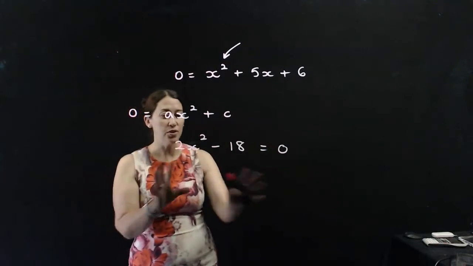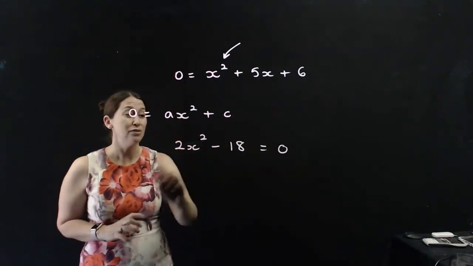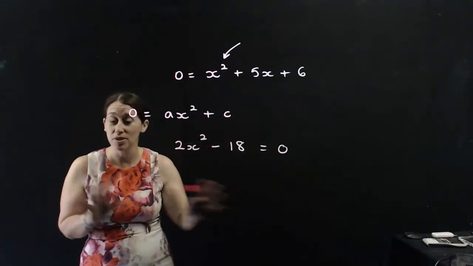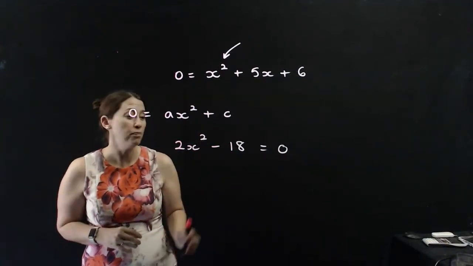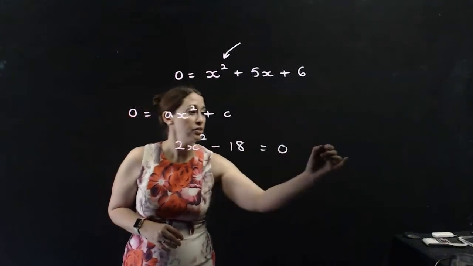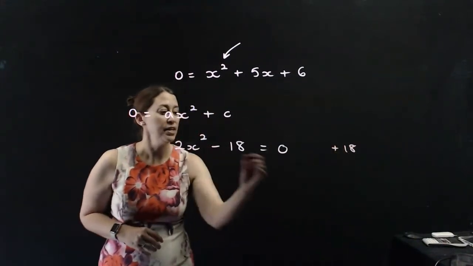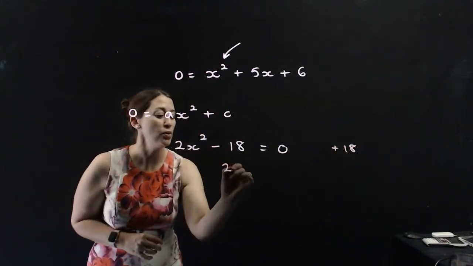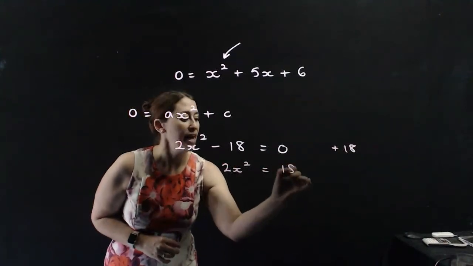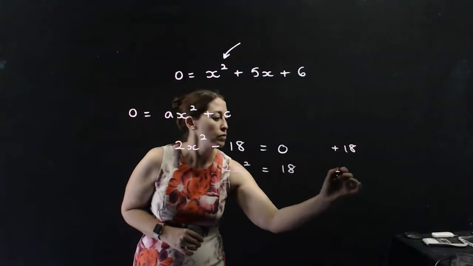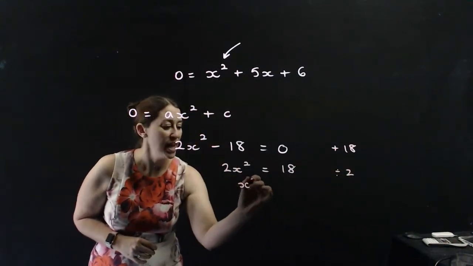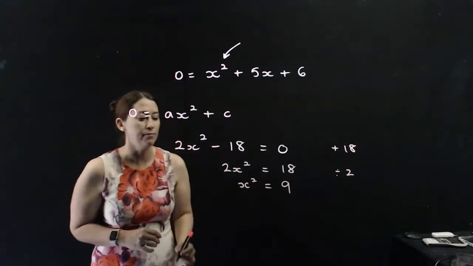What we're trying to do with this is find x, and we can see that there are various other terms that we need to deal with first before we can isolate the x to solve. So I'm going to add 18 to both sides, and we're left on this side with 2x squared equals 18. Need to divide by 2. Dividing by 2 gives me x squared equals 9.